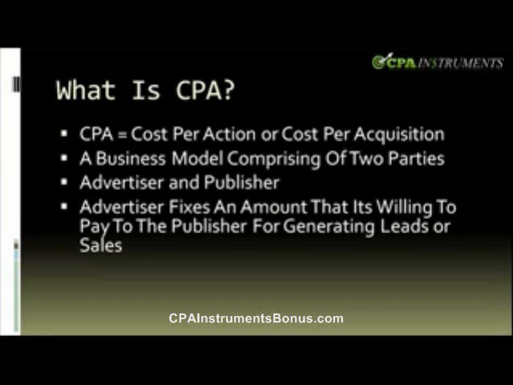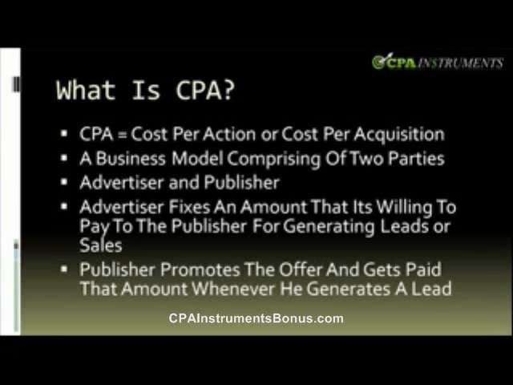Now what happens is that the advertiser fixes an amount that they're willing to pay to the publisher for generating leads or sales. So in other words, the advertiser gives the publisher a commission when the publisher generates a lead or a sale. Now I'll show you in the upcoming videos that it's not really hard for a publisher to generate a lead or a sale. I'll go into all about that in the upcoming videos.